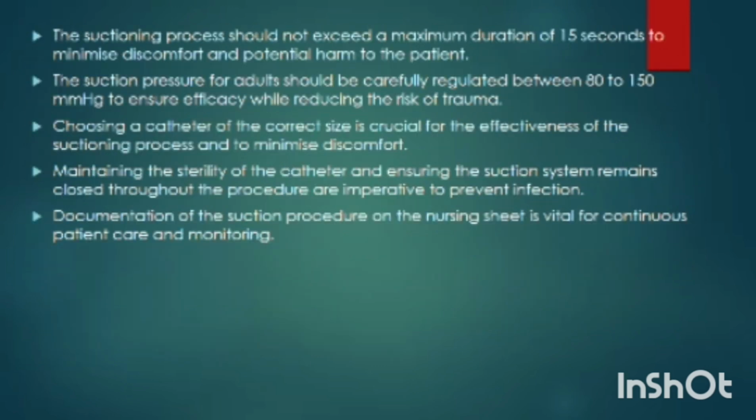Next, the suction process should not exceed a maximum duration of 15 seconds. That is, within 15 seconds do suctioning and come out. And the suction pressure should be 80 to 150 mmHg to ensure efficacy and to reduce trauma. Keep the suction pressure between 80 to 150. Next, do suctioning with an appropriate size catheter to increase the comfort of the patients, and monitor the sterility of the catheter, ensuring the suction system remains closed. The suction system should be closed throughout while you are doing suction. And lastly, document in your nursing chart that you have done suction.